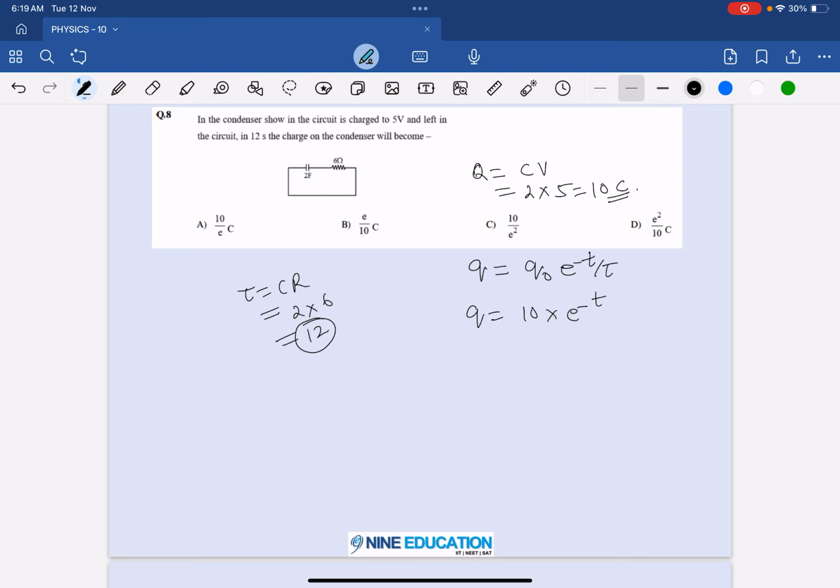Now they are also asking for 12 seconds, so the t value is also given to me, 12 seconds. So basically it is going to become Q equals 10 e to the power minus 12 by 12. Yes or no? So that will be 10 by e. That should be the charge after 12 seconds. So 10 by e shall be my answer. Correct?